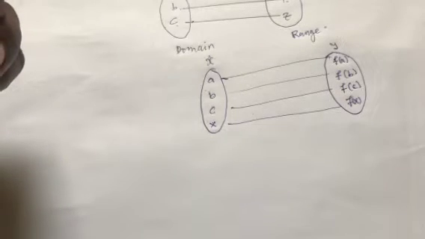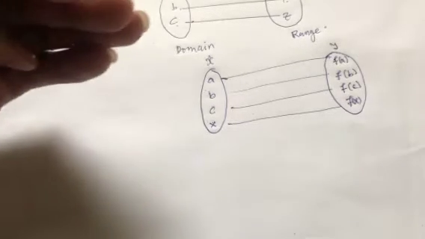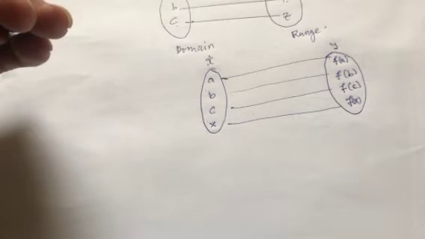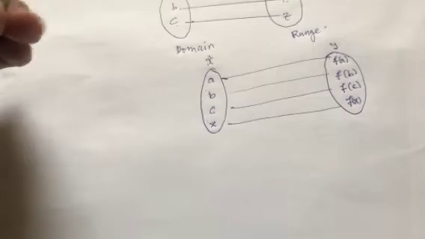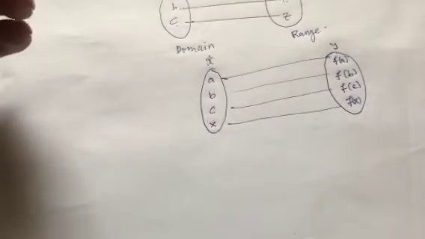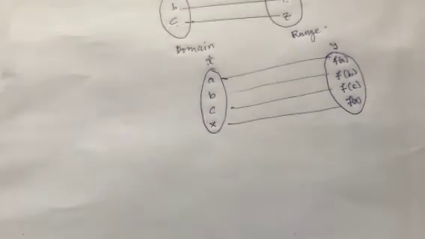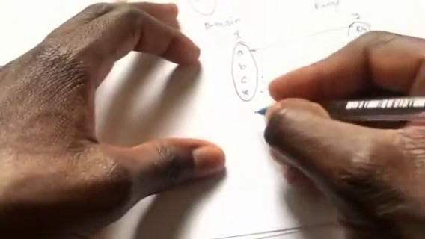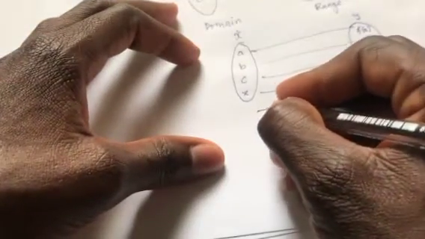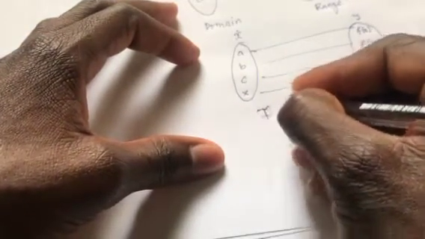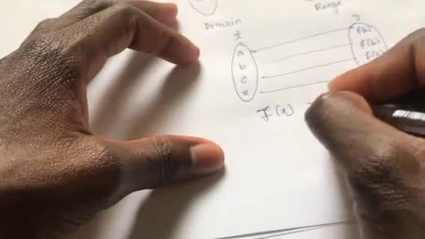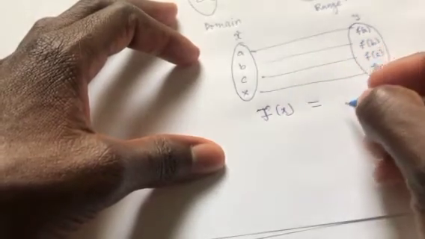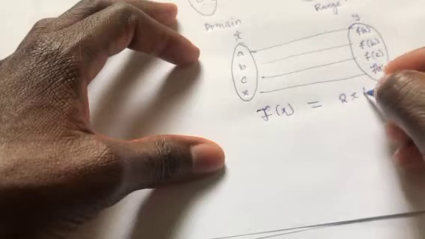In the relation in which no two ordered pairs have the same first elements. For example, we have this type of function. Suppose we have this function, which is f of x given as maybe 2x plus 3.